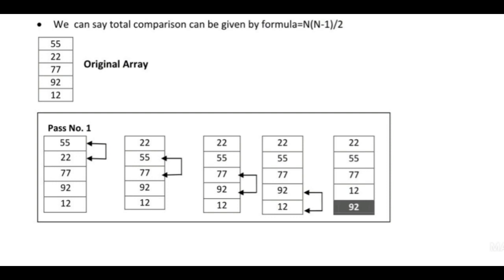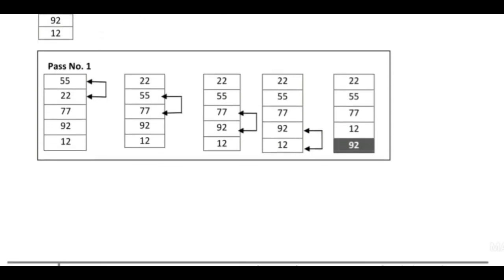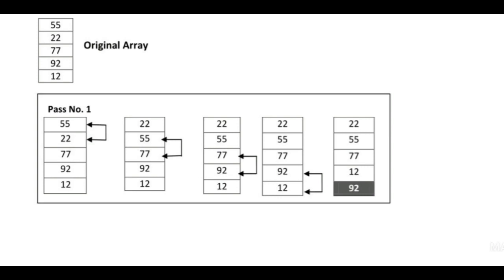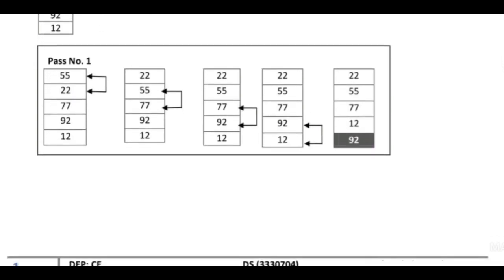The total number of comparisons in bubble sort is n-1 plus n-2 plus n-3 and so on. We can say the total comparisons can be given by the formula n into n-1 divided by 2. Here is the original array with data 55, 22, 77, 92 and 12. How do we arrange this data in ascending order using bubble sort?